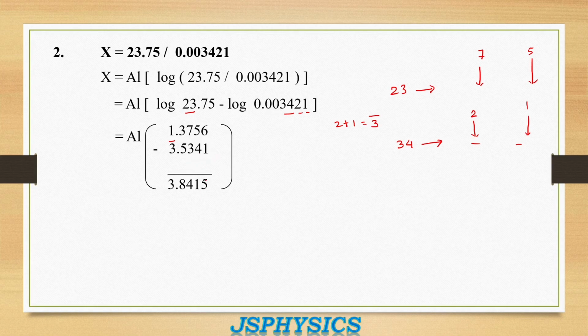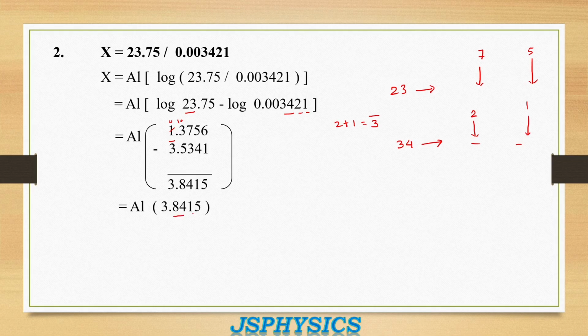Now we'll subtract by the normal method. 6 minus 1 is 5. 5 minus 4 is 1. 7 minus 3 is 4. And now here we have to be a bit careful. This number is less, so I'll take one carry from here. This becomes 0, and this becomes 13. 13 minus 8, and then 0 minus bar 3 will become plus 3. So we get the answer 3.8415. The next step will be to find the anti-log of 3.8415.